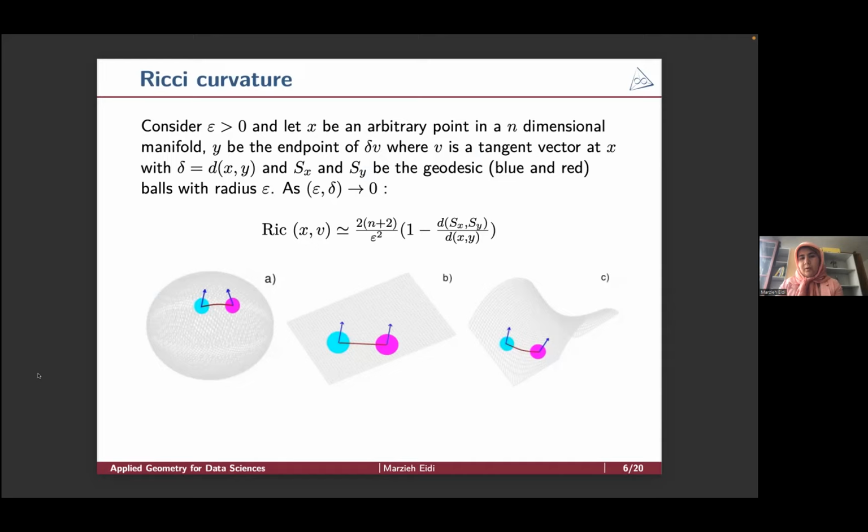So if you consider this blue ball centered at X with radius epsilon and the red ball centered at Y with the same radius, where Y is at a distance of delta from X in the direction of tangent vector V, which is in TXM. And the red ball is obtained by parallel transport of the blue ball along this tangent vector. Then the theorem says the Ricci curvature at X along this tangent vector is roughly this amount, this factor times one minus the distance between the balls over the distance between their centers.